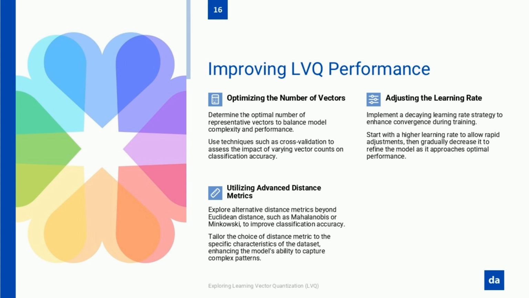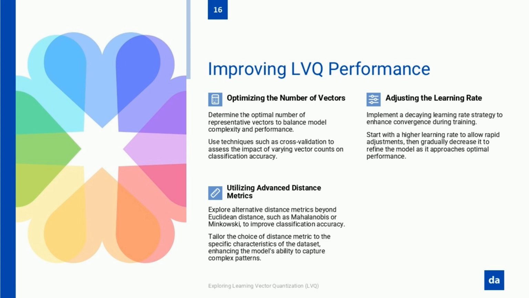Another key strategy is dimensionality reduction. High-dimensional datasets can make LVQ struggle because distance calculations become less meaningful as the number of features grows. Techniques like principal component analysis, PCA, or t-SNE can help by reducing the dataset to its most important features, making LVQ faster and more effective. It's like clearing out unnecessary clutter from a workspace. You end up focusing only on what really matters. We also need to consider handling noisy data.